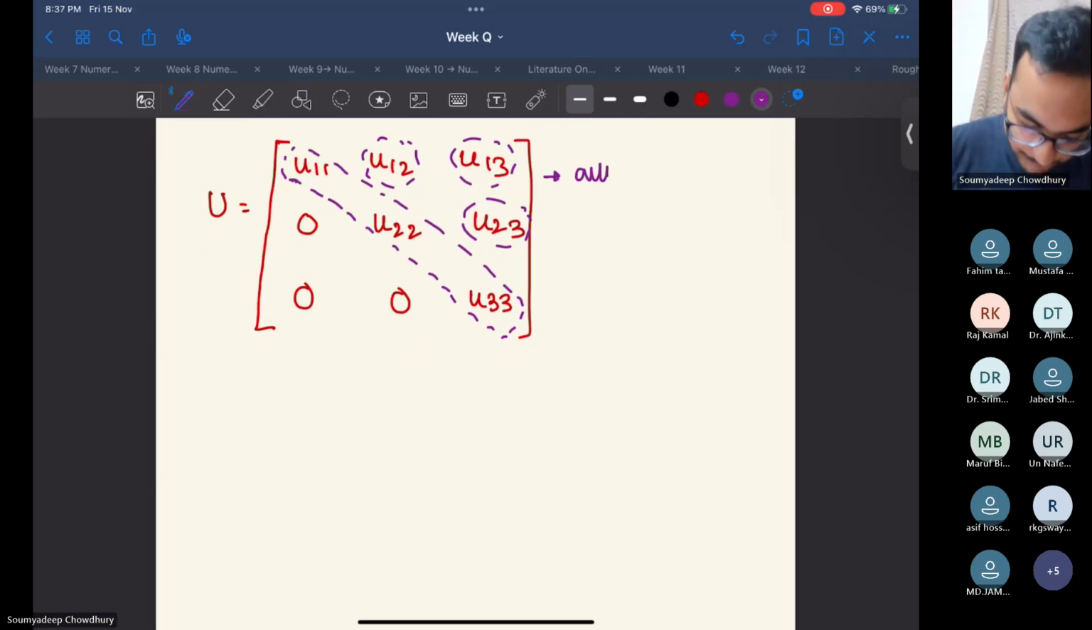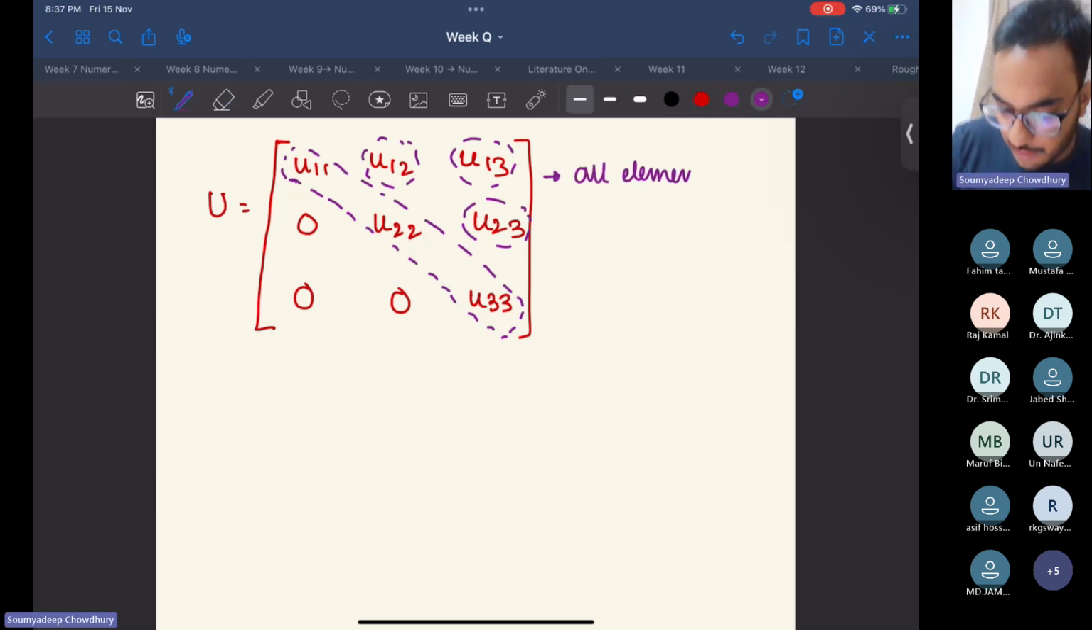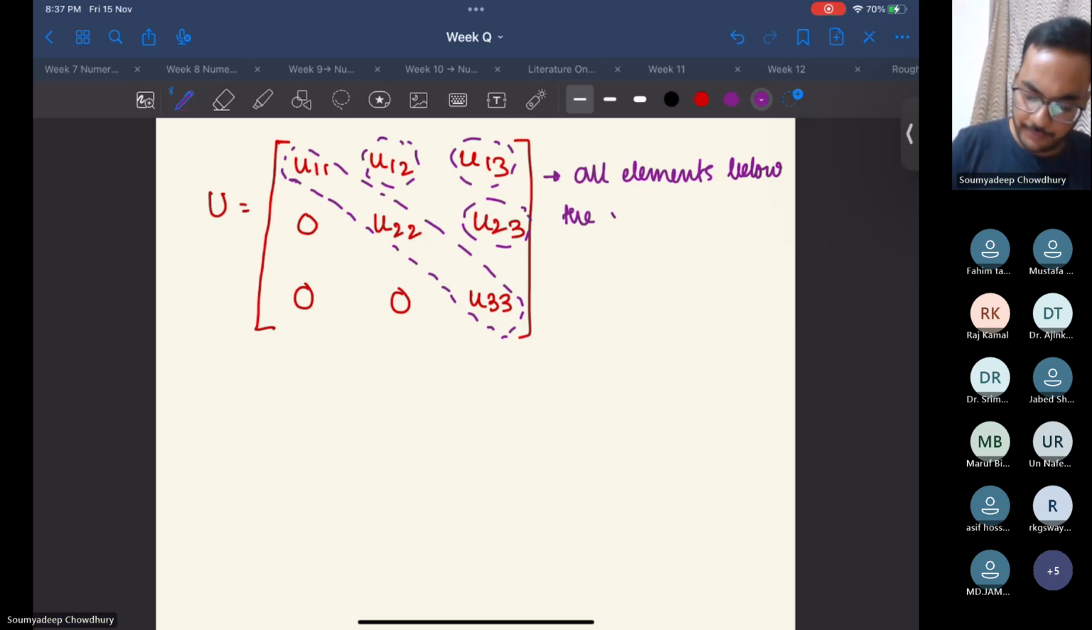So I'll write it here. All elements below the principal diagonal are 0.